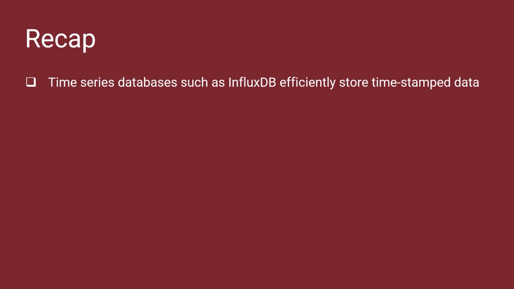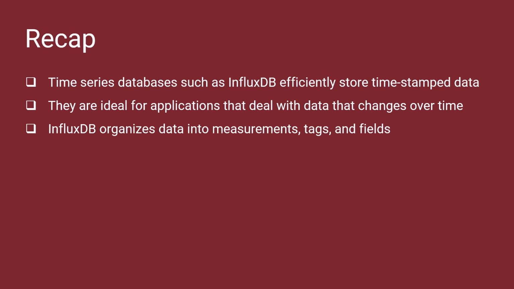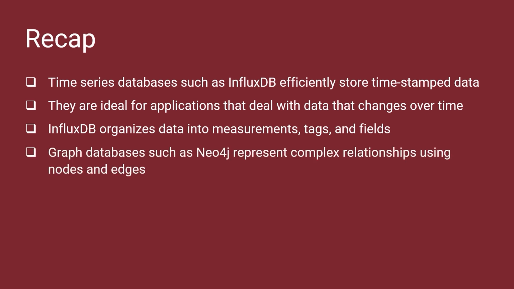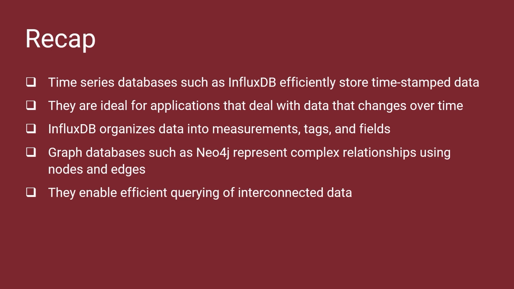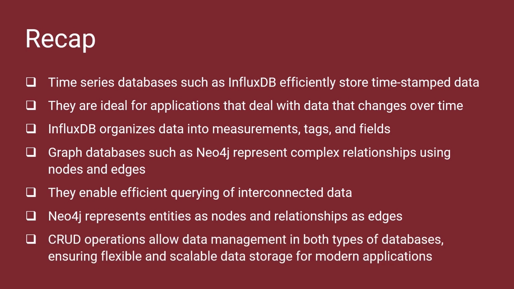In this video, you learned that time series databases, such as InfluxDB, efficiently store time-stamped data. Time series databases are ideal for applications that deal with data that changes over time. InfluxDB organizes data into measurements, tags, and fields. Graph databases, such as Neo4j, represent complex relationships using nodes and edges. Graph databases enable efficient querying of interconnected data. Neo4j represents entities as nodes and relationships as edges. And CRUD operations allow data management in both types of databases, ensuring flexible and scalable data storage for modern applications.